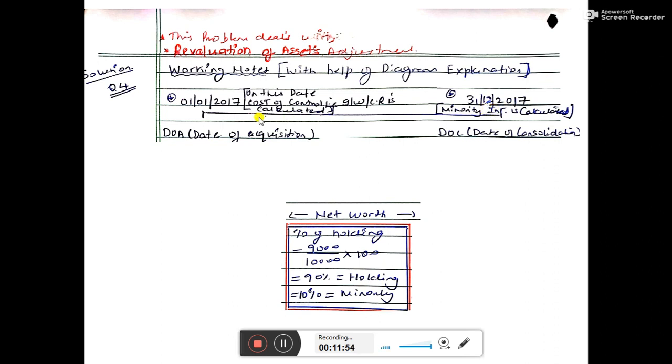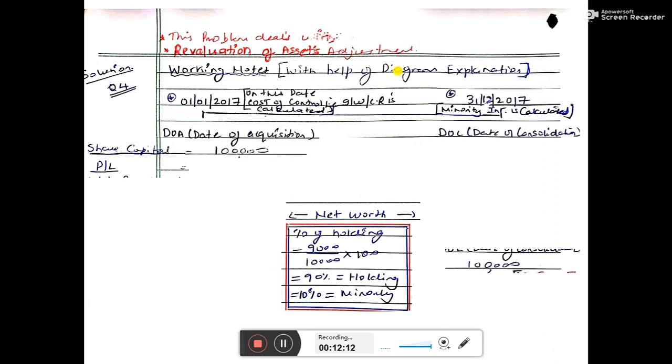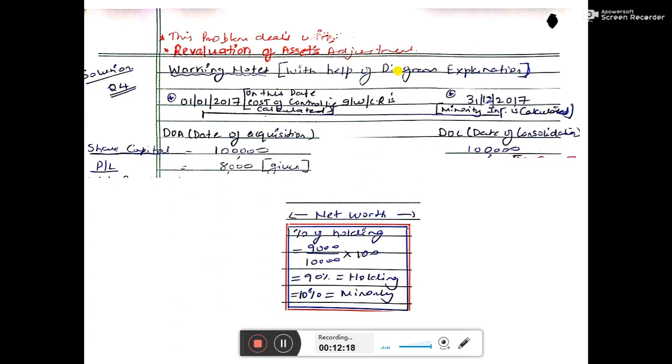So first we'll start with the calculation of cost of control. To get net worth, the first important thing is to write down share capital, general reserve and profit and loss account. In this problem, there is no general reserve. So share capital is 1 lakh. As on 31st December also, the share capital is 1 lakh rupees. Profit and loss account, the value is already given as 8,000 in the additional information.